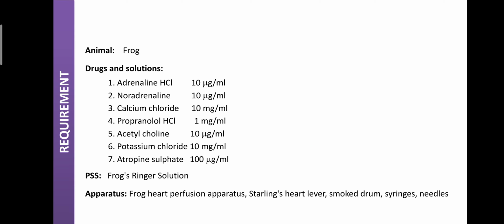Regarding requirements, for this experiment we use frog hearts, from the family Rana tigrina, and drugs and solutions like adrenaline hydrochloride 10 microgram per ml, noradrenaline 10 microgram per ml, calcium chloride 10 mg per ml, propranolol hydrochloride 1 mg per ml, acetylcholine 10 microgram per ml, potassium chloride 10 mg per ml, and atropine sulfate 100 microgram per ml. Regarding physiological salt solution, frog Ringer solution is required.